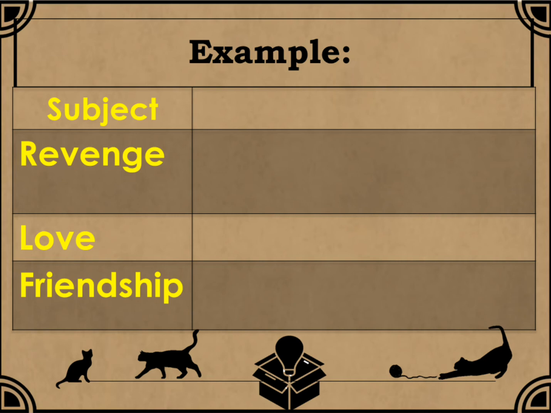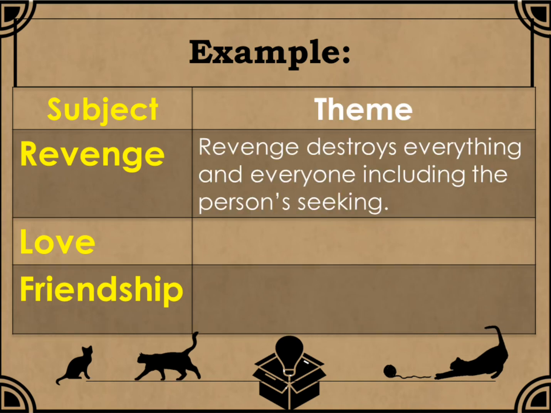We all know that the character comes across certain circumstances that make him aware of his revenge. The outcome of his action is often bitter because he hurt someone and others, but sometimes may end up satisfying. Based on this scenario, we can say that the lesson learned there is revenge destroys everything and everyone, including the person seeking. Next is love as the subject.